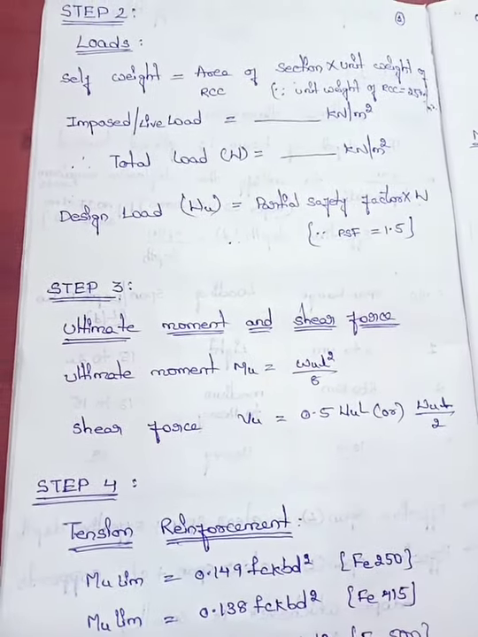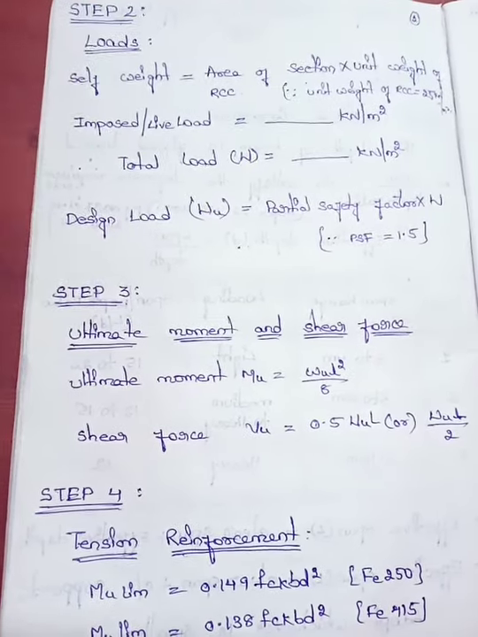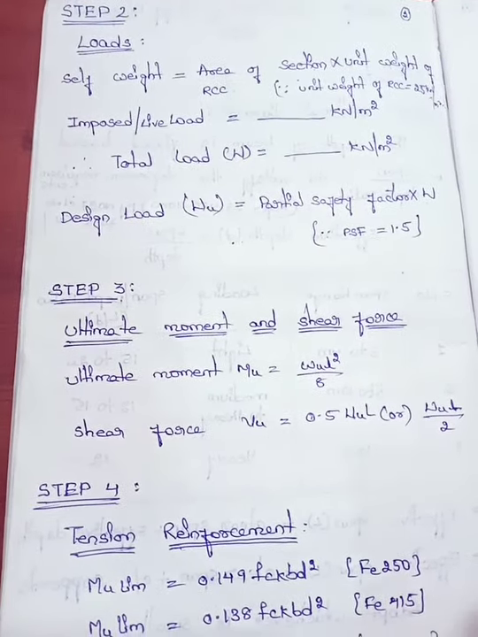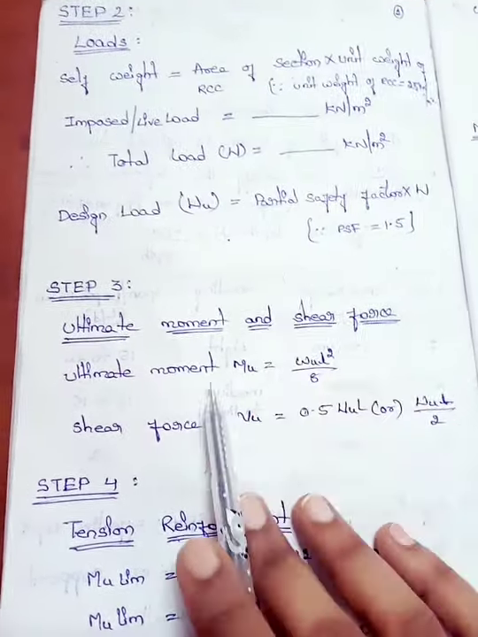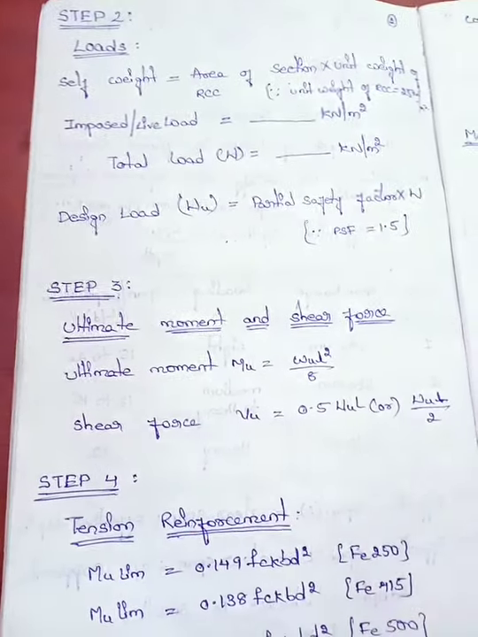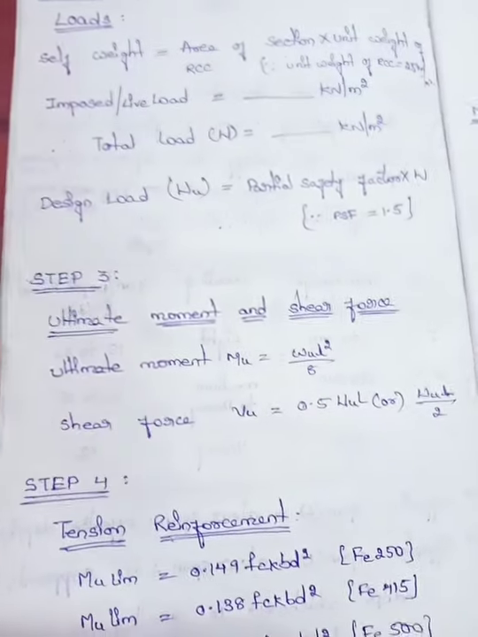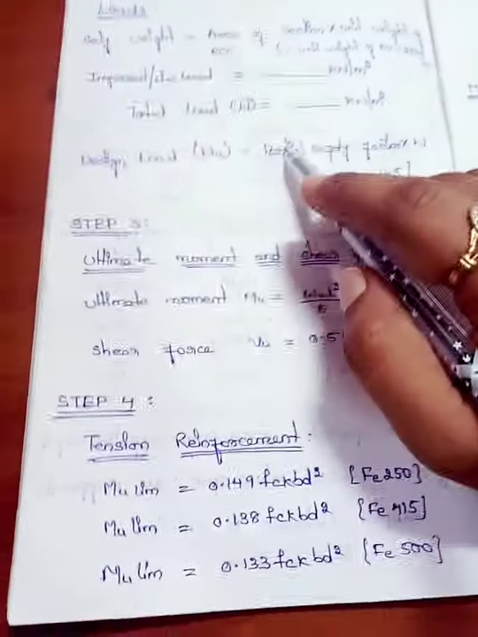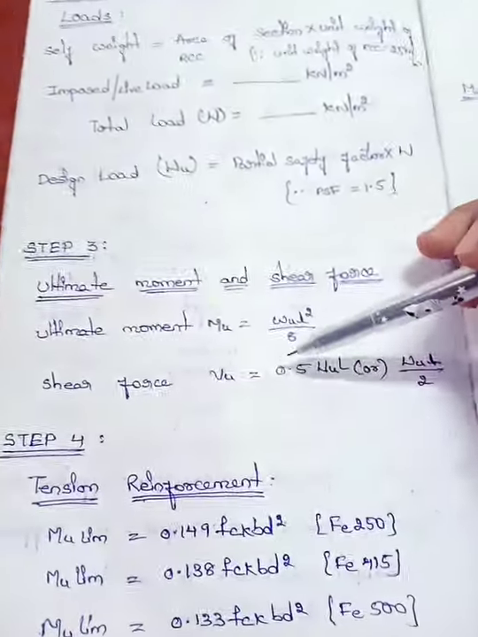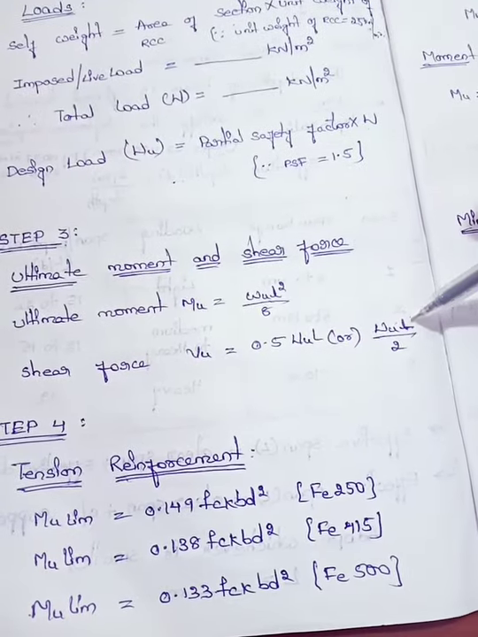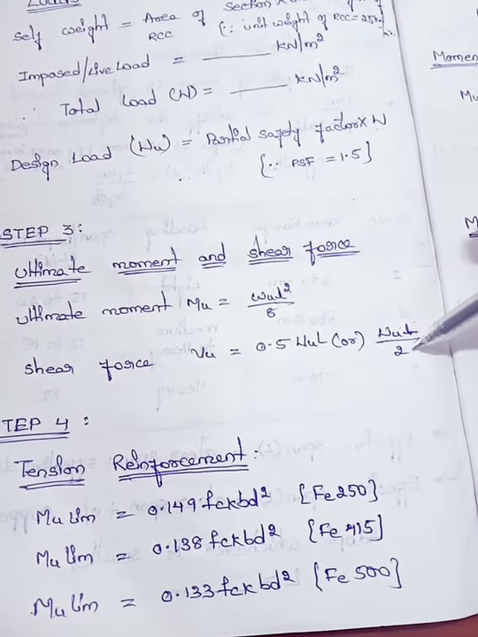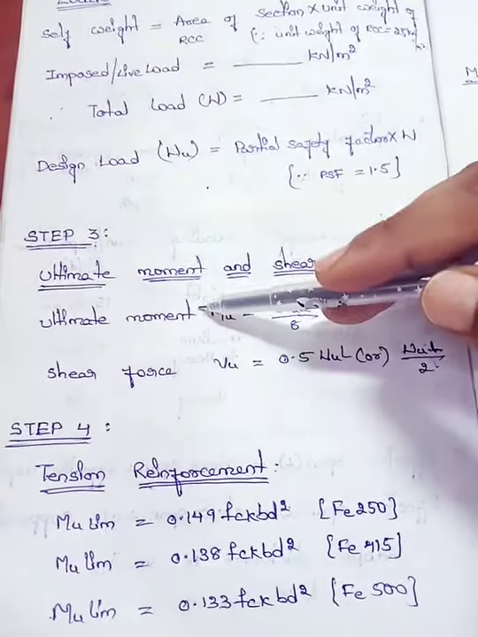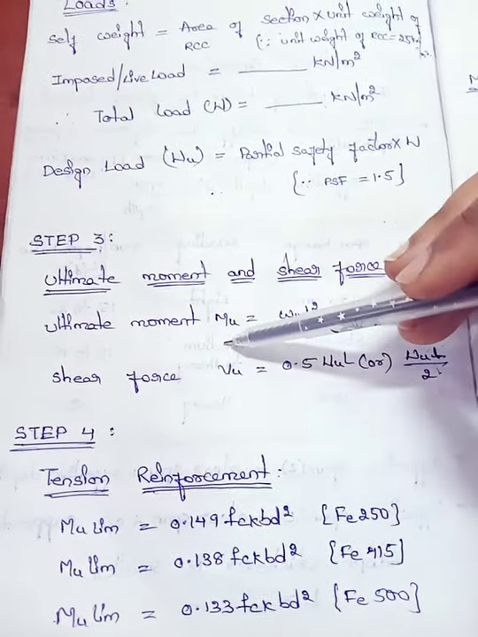So till now we have seen how to find the effective depth, the effective span, then the loads, then the ultimate moment and shear force. Ultimate moment MU is equal to WL square by 8. If it is simply supported with UDL, then shear force VU is equal to WUL by 2, right? So we need to find the ultimate moment and shear force.